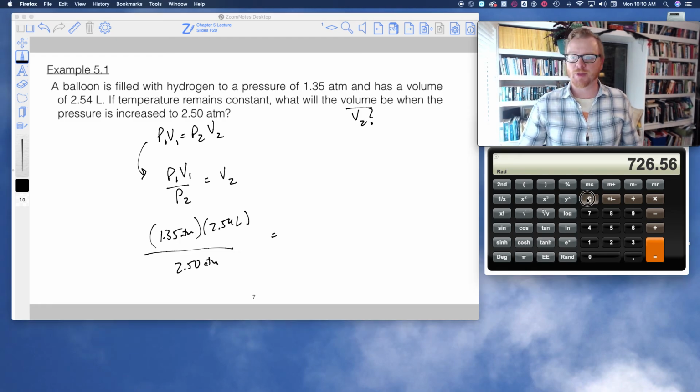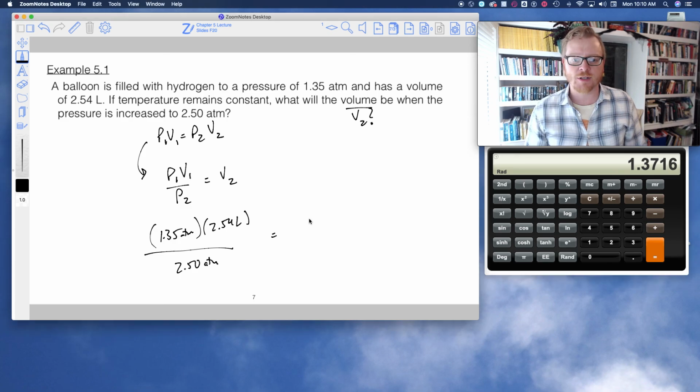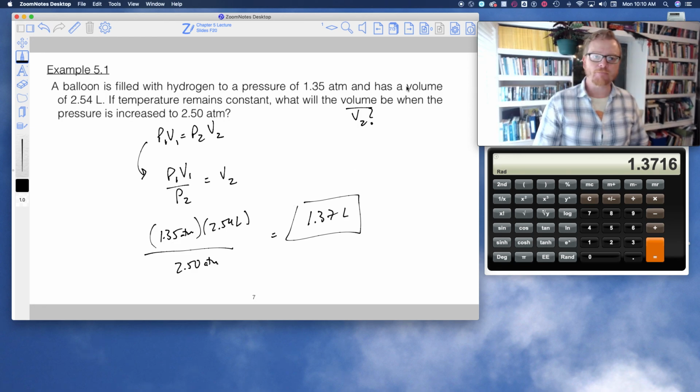Okay, so let's do that simple math. 1.35 times 2.54 divided by 2.5, and it looks like 3 sig figs all around. Yep, it got smaller: 1.37 liters. Fantastic. Okay, let's move on.